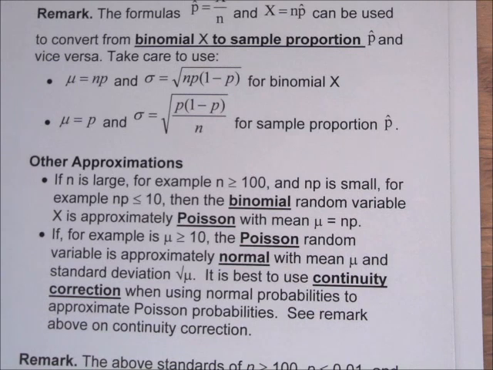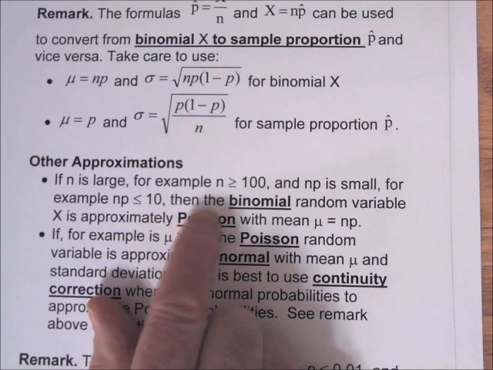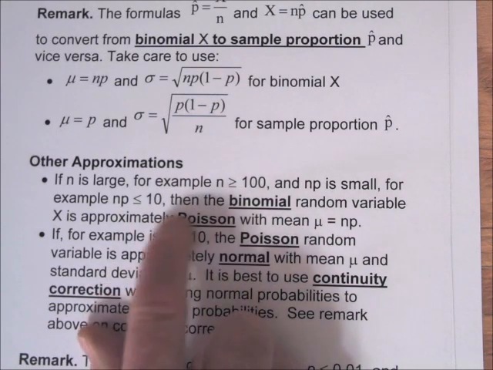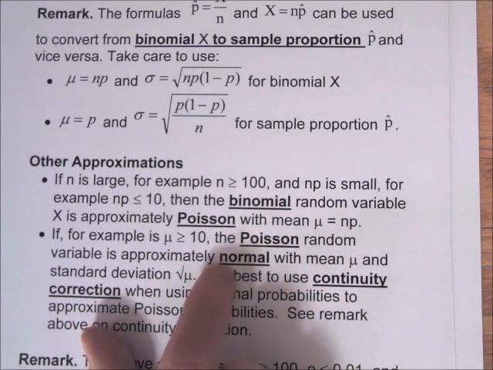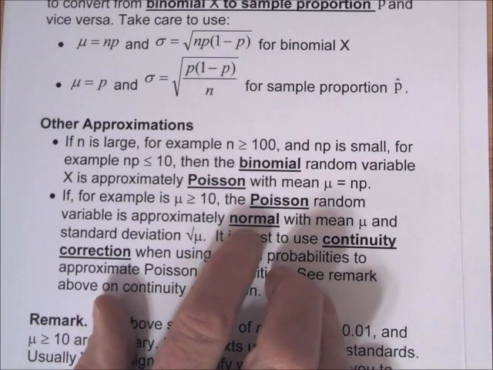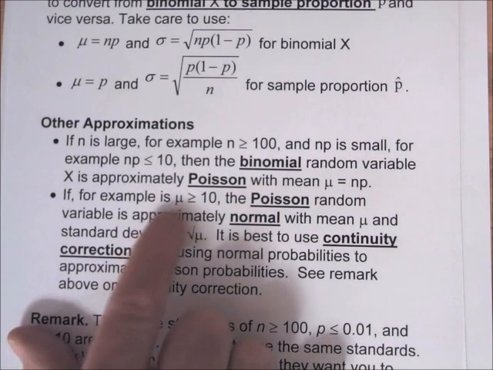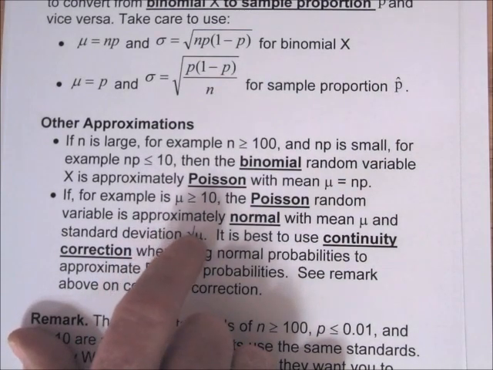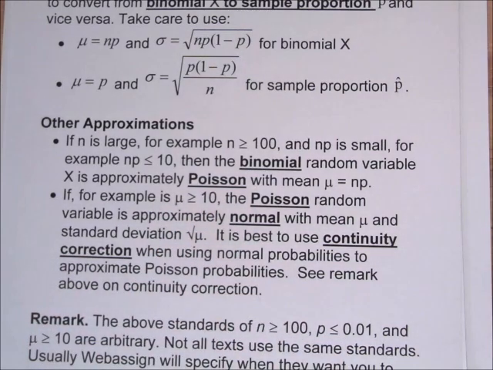There's other approximations in addition to the central limit theorem. If n is large, for example, n greater than or equal to 100, and np is small, for example, np less than or equal to 10, then the binomial can be approximated with a Poisson random variable with mean mu equal to n times p. And another approximation, you also use normal to approximate Poisson, if the mean is at least 10. And again, it's best to use continuity correction.